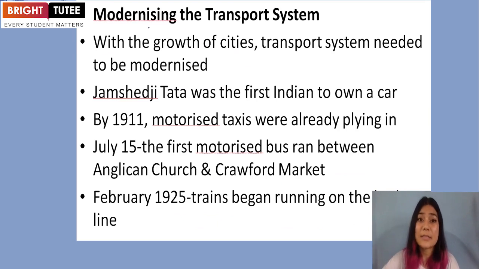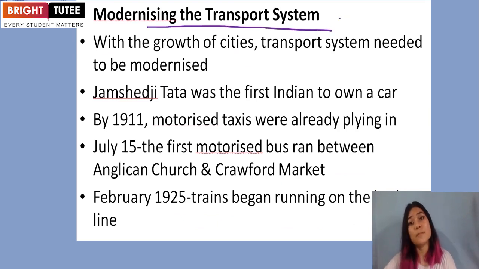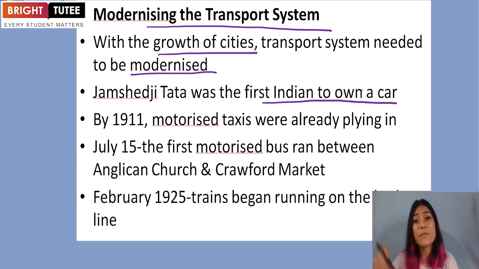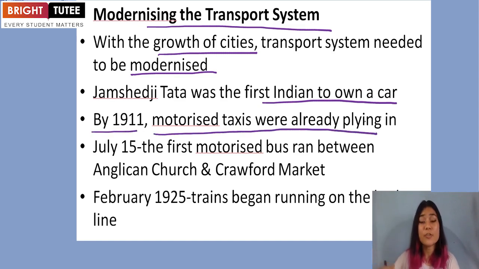Now let's look at the modernization of the transport system in Bombay. With the growth of cities, the transport system also had to be developed or modernized. Jamshedji Tata was the first Indian to own a car. By 1911, motorized taxis were already starting to be seen in India and already being used by some of the Indians.